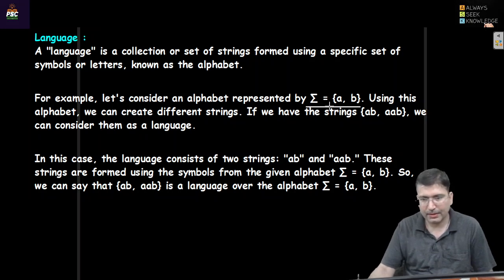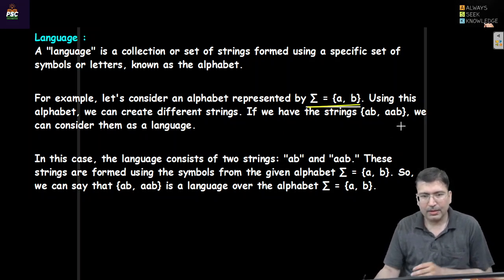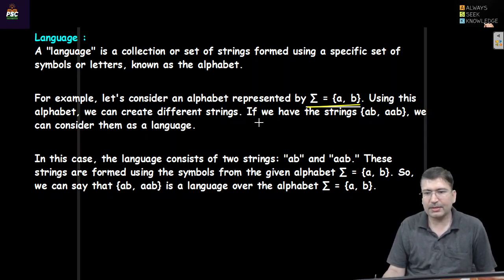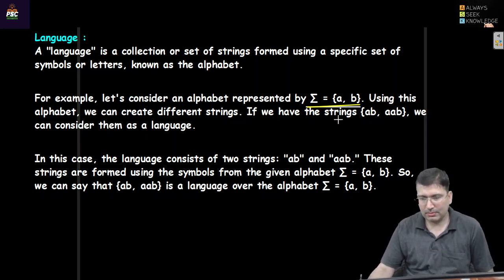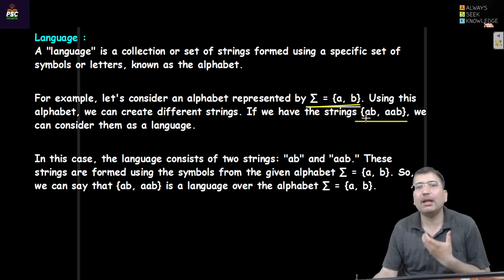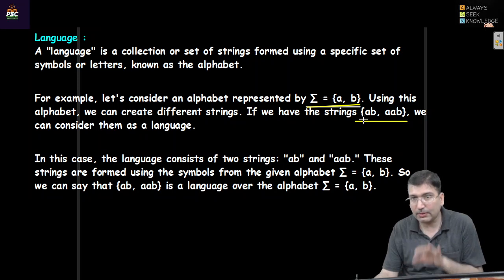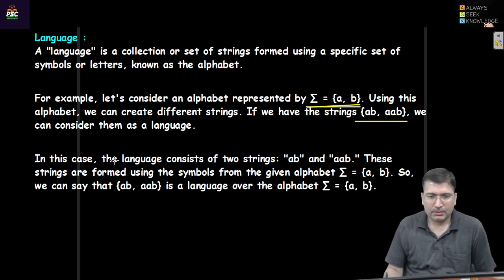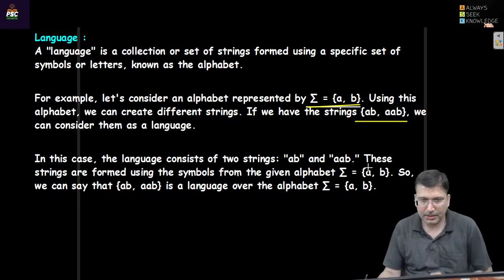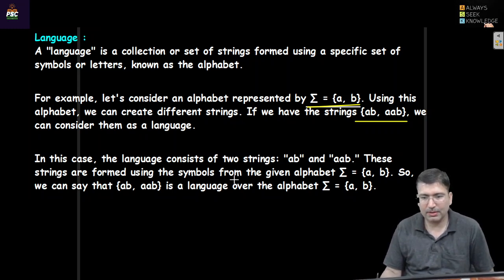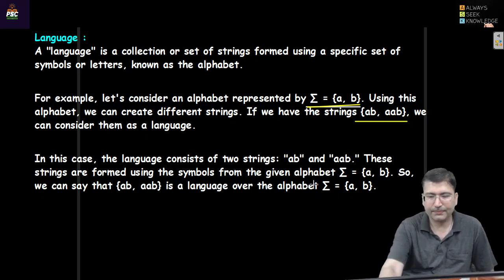So if you take an example, let's say an alphabet is given with only two symbols, A, B. Using this alphabet, we can create different strings. For the sake of easiness, if you consider AB, comma AAB as the only set, then this set will be considered a language defined over the alphabet A, comma B. In this case, the language consists of two strings, AB and AAB. These strings are formed using symbols from the given alphabet. So we can say that AB, comma AAB is a language over this particular alphabet, right?